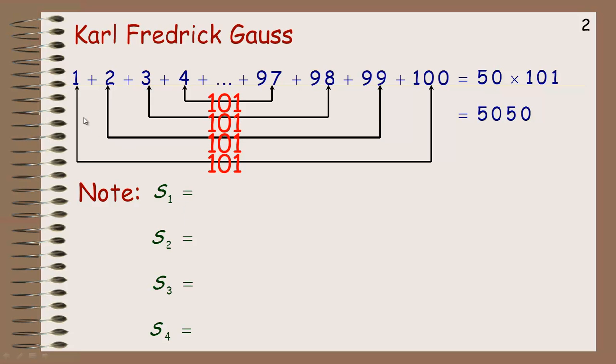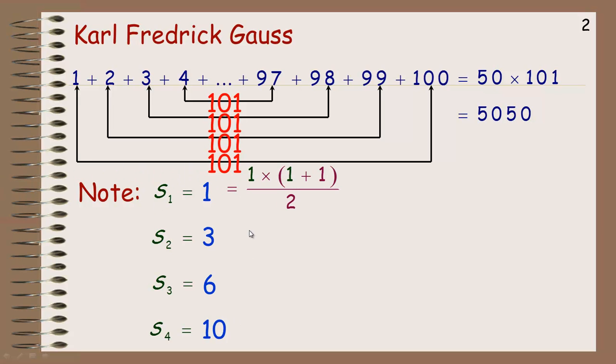Now, the first sum is, of course, just the number 1. The second sum would be the sum of the numbers 1 and 2, which, of course, is 3. S3 would be 6. 1, 2, and 3 add to 6. And S4 is 10, because if you take that 6 and then add the number 4, you get 10.